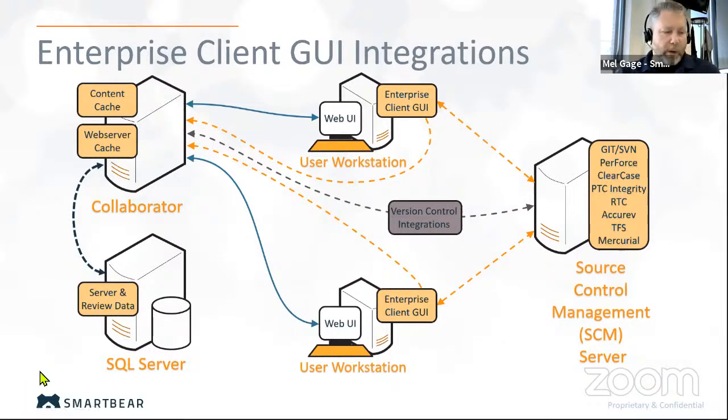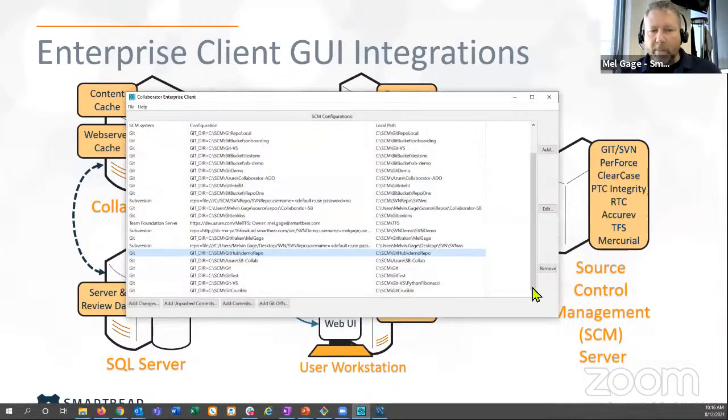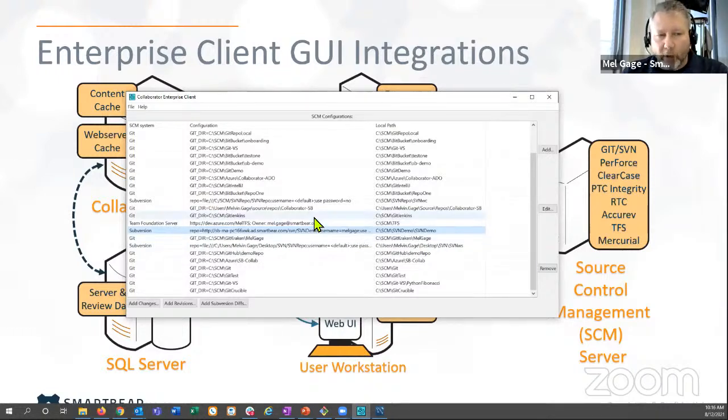And let's just take a quick look at what the client GUI looks like. Here, I've got my client GUI, and we'll see that I've got many different version controls set up to communicate to my Collaborator server. The one I demo most frequently is my local Subversion repository. And we can see it's mapped to my Subversion server with my local file checkout here. And then the Enterprise Client GUI manages all the communications between Collaborator and the source control management tools.